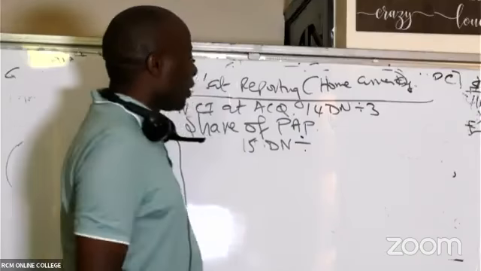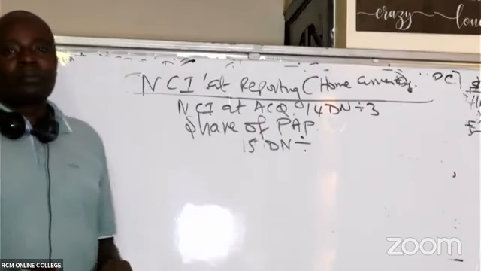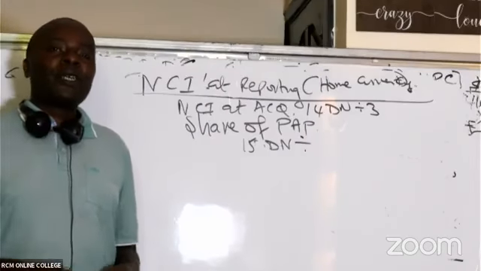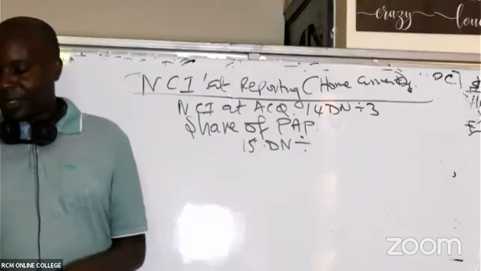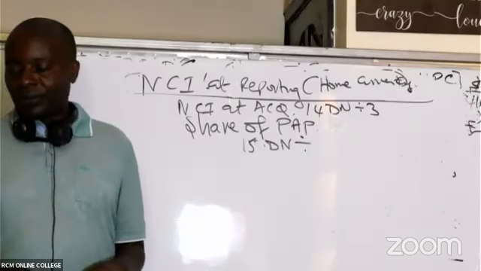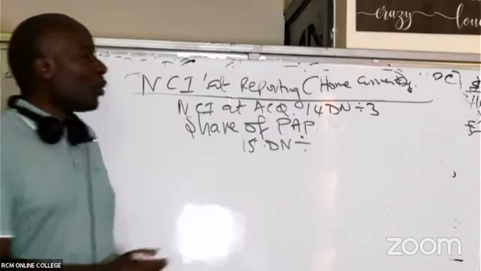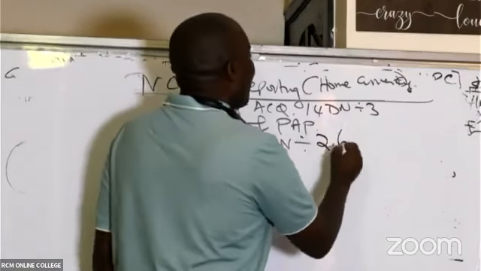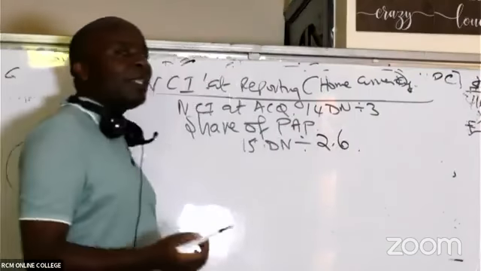Which rate should I use? Translate this PAP. Remember, it's profit, so it has to be average. Average, thank you very much. So 2.6.